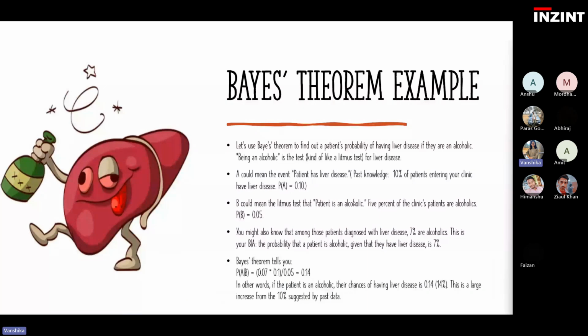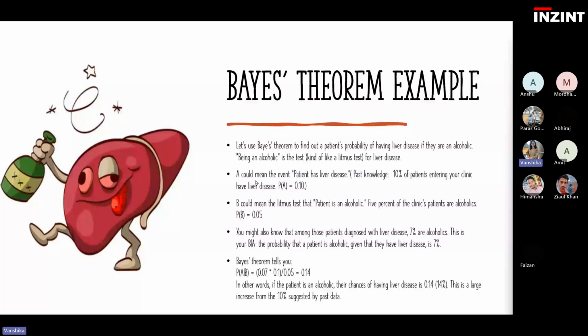Okay. So let's understand what this example is saying. We are going to find out a patient's probability of having liver disease if they are alcoholic. What is the knowledge that we have, whether the person is alcoholic or not? Being an alcoholic is a test for finding whether liver disease is occurring in that person or not. So what is event A here? A could mean that the person has liver disease.